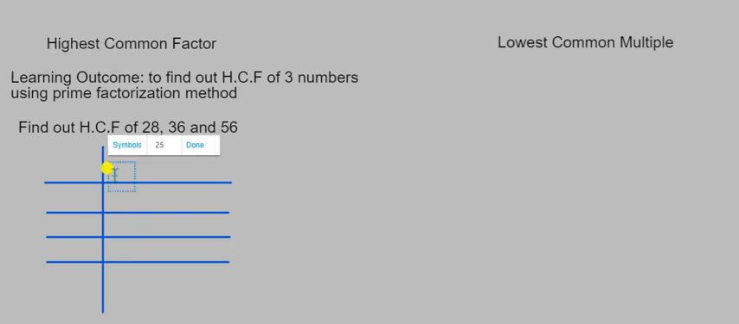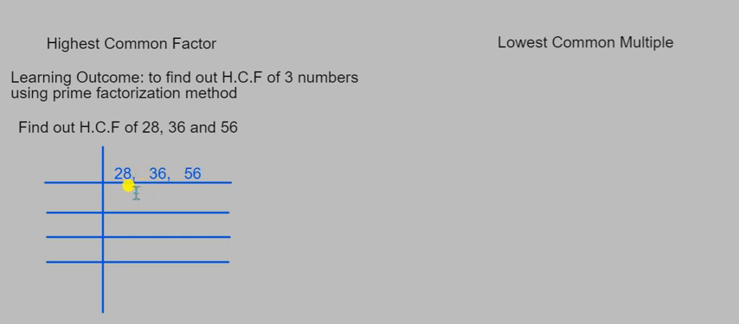Our numbers right now are 28, 36 and 56. Now, we will have a look at these three numbers and find out a common factor of the three numbers. But for choosing the common factor, we make sure that we start with the smallest common factor. If we have a look at these three numbers, 1 is the common factor of all three of them.